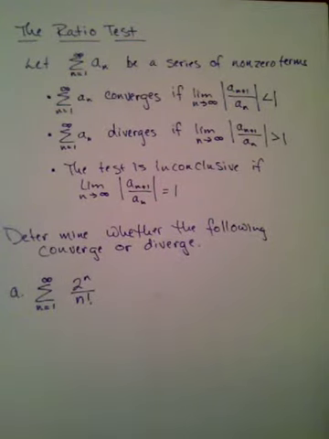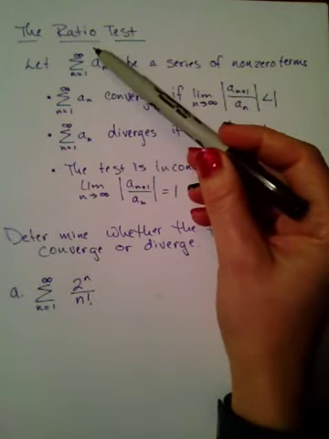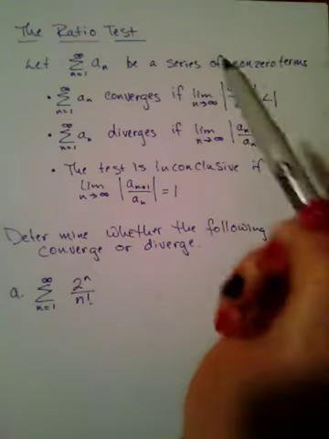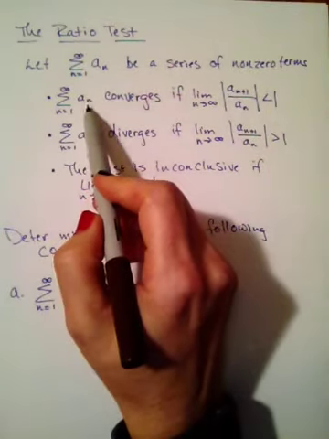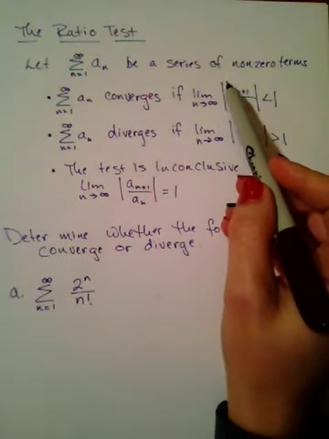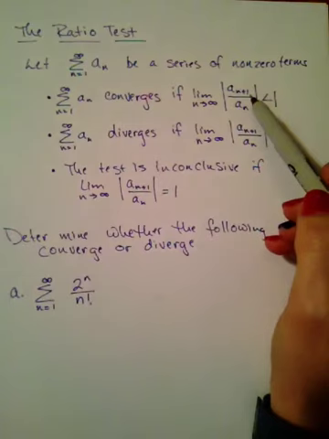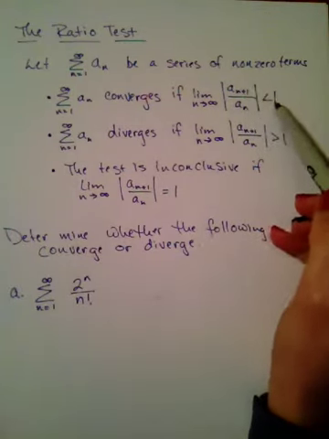The ratio test is a test for convergence or divergence. So if you have an infinite series where n is going from 1 to infinity of a sub n, and it's a series of non-zero terms, the series of a sub n will converge if the limit as n approaches infinity of the ratio, and it's the ratio test, of a sub n plus 1 over a sub n, absolute value is less than 1.